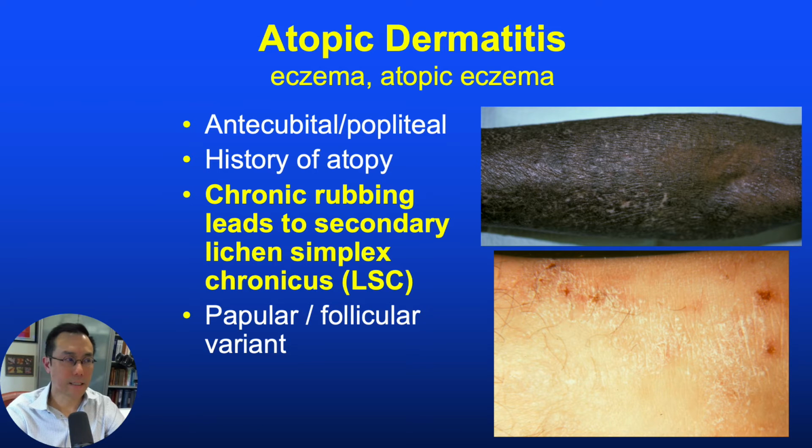Atopic dermatitis, also known as eczema or atopic eczema, may be the most common form of spongiotic dermatitis, but that really does not correlate at all with what is most commonly biopsied. Again, the clinical presentation is quite characteristic, and in the chronic phase, this would be the prototype of a chronic eczematous dermatitis leading to lichen simplex chronicus. There's also a distinctive papular or follicular variant, which we'll come back to in a little bit.